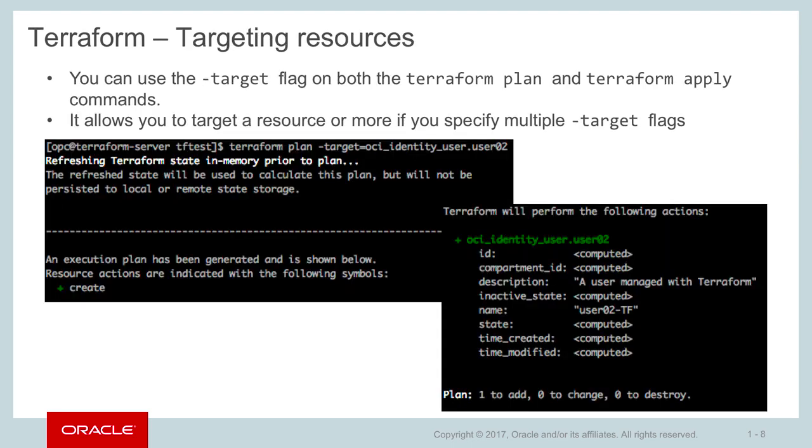So after we set up the Terraform state file, we have what we call Terraform targeting resources, right? You can use the target flag to specify which resource you want to apply. That gives you the ability, for example in this case, to only apply the user 02 resource that we created, and that will be executed and created on the infrastructure side. So let's take a look and see how that works.